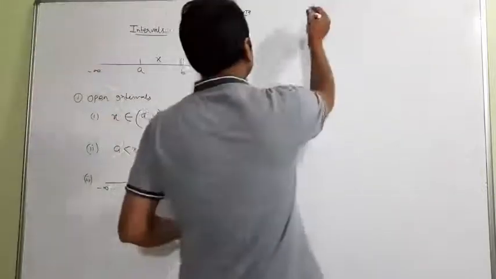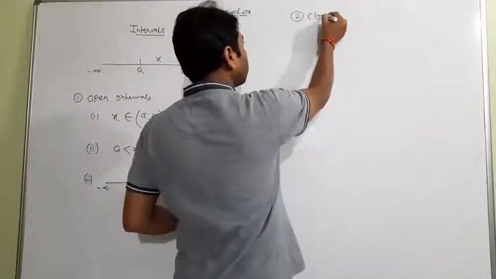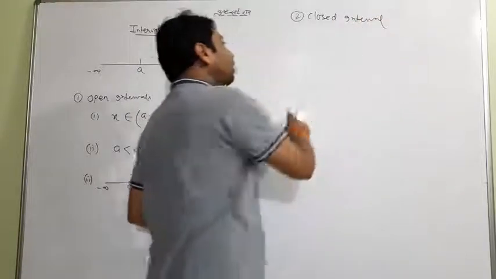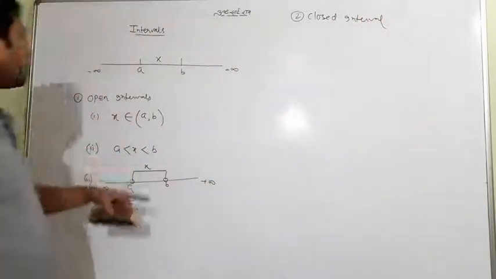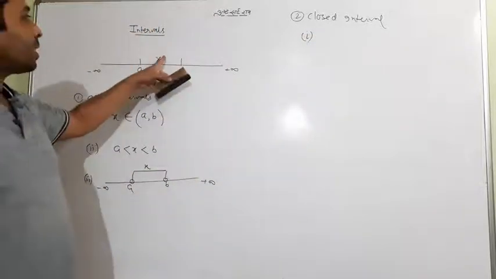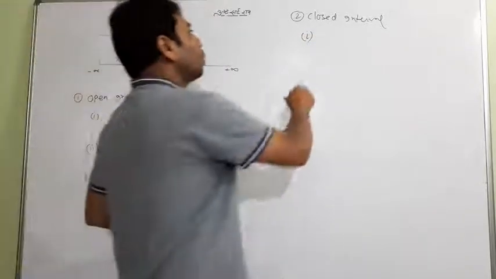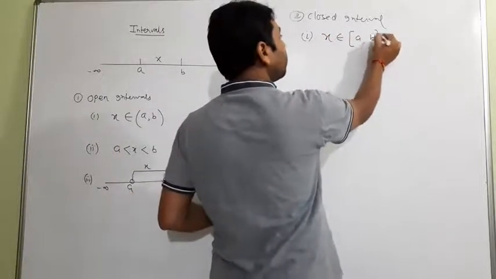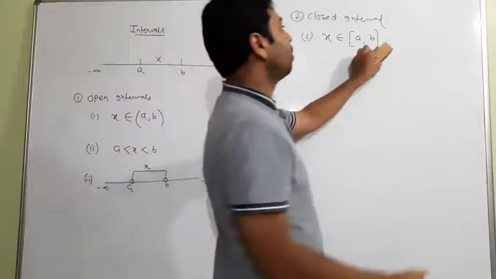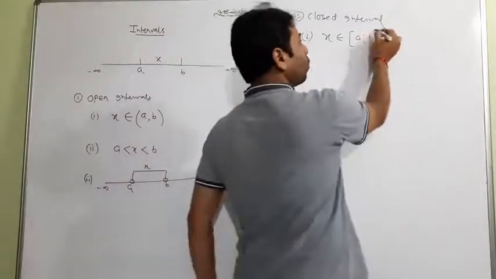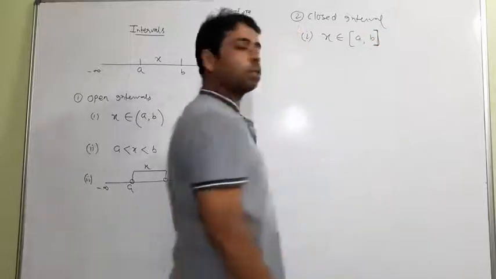Now the second is the closed interval. Look at the closed interval. With this, I hope you can understand its meaning. First, x is lying between a and b. In a closed interval I express it with this bracket. Look at the bracket. x belongs to that bracket. This is called a closed bracket, and the meaning is very simple.